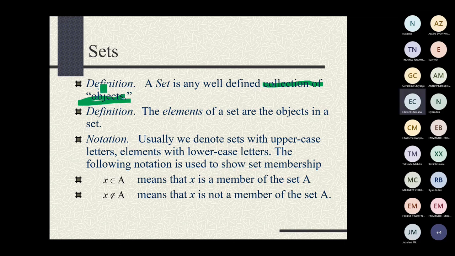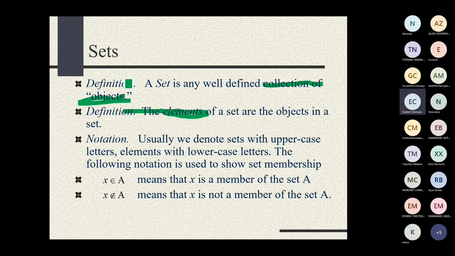Thank you. Okay, so the elements of a set are the objects in a set. This is a keyword that we keep on using. What are the elements of a set? Those are the objects that can make a set. Those are the elements of what? Of a set. So the elements of a set are the objects in a set.